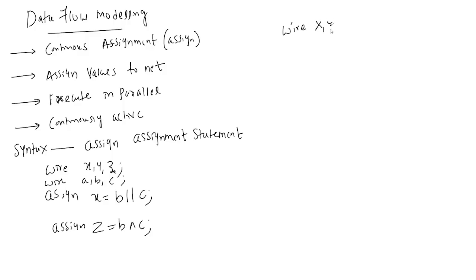Suppose I declare wire x, y, z, and reg a, b, c. If I write assign x equal to a and c, there is no error. That means whatever reg variables there are, they can appear on the RHS.